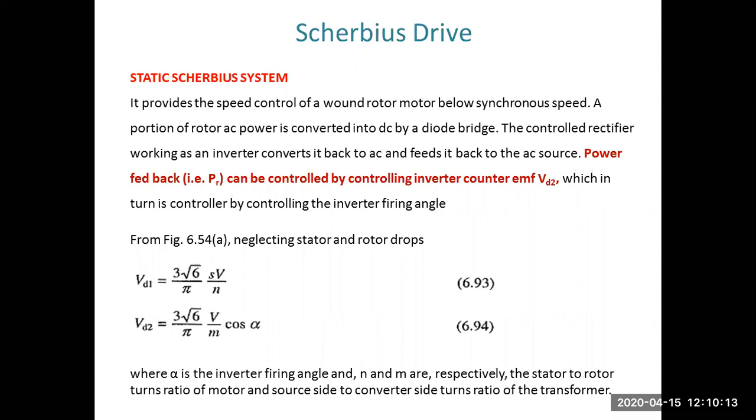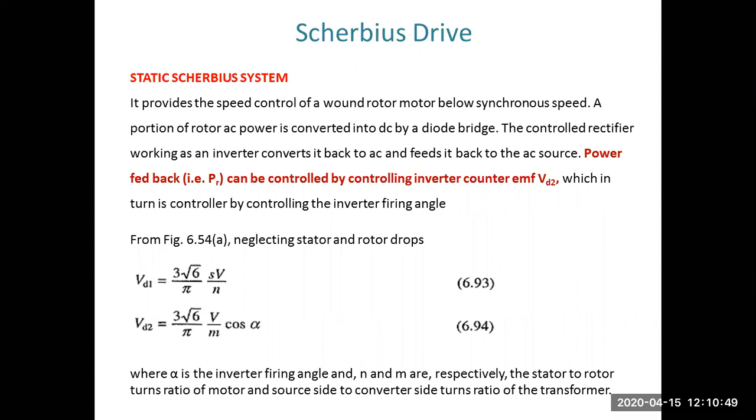We will not discuss this point here because it is not in your syllabus. So we will discuss only the Scherbius drive which provides the sub-synchronous speed operation. So we will start this. A portion of the rotor AC power is converted into DC as in the case of Kramer, and then this controlled rectifier working as an inverter converts it back to AC and feeds it back to the AC source, which is again as in the case of Kramer. So both drives look very similar in the operating fashion, but there is a certain difference which was discussed in the previous slide.